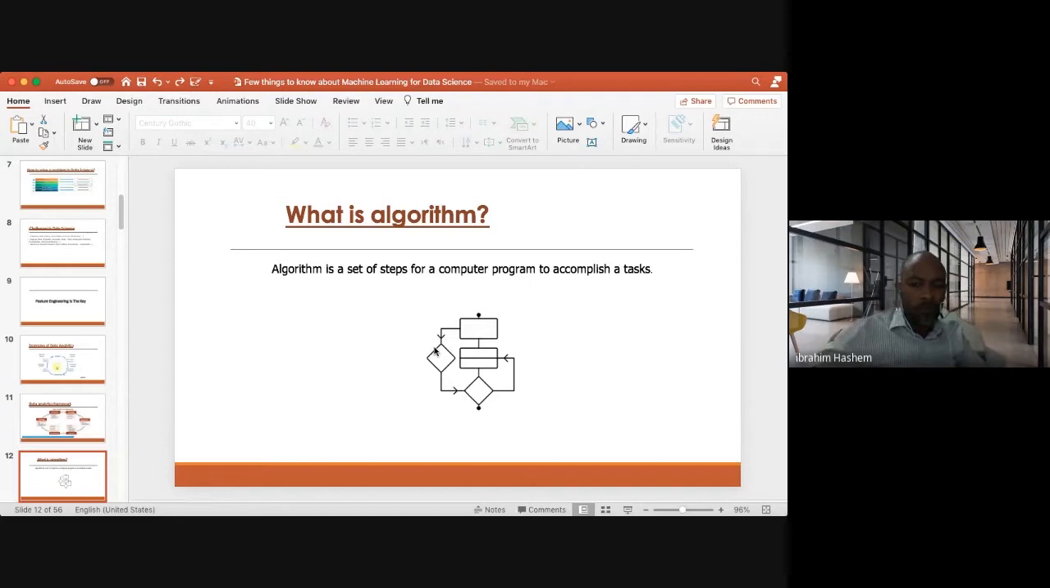Okay, so there is something called algorithms. For those who are not really into computer science, an algorithm is a set of steps for a computer program to accomplish a task. It means we write a step-by-step procedure in order to solve a particular problem. So let's say a mathematician has written a formula, and that formula has to be converted into an algorithm. We have to derive this formula into language that we can easily understand, and it should be in the form of step by step. That's how algorithms look, and they are mostly used by programmers to write the programs that are used by computers.